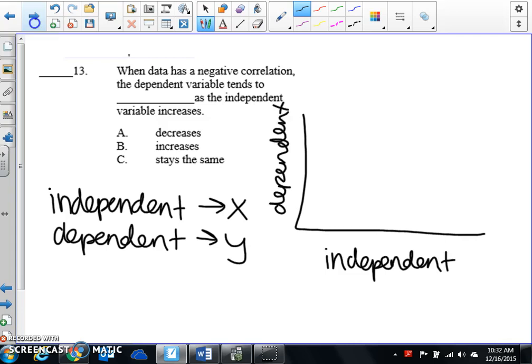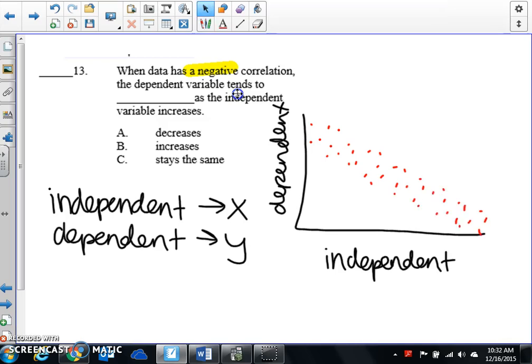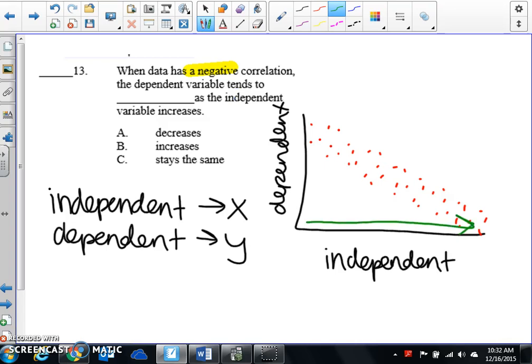We also know that it said negative correlation, right? So negative correlation is like negative slope. It has a downward spiral. Okay, so this is how I did it at least. The dependent variable tends to something. So the independent variable is increasing. So as this is increasing, do you see how your dependent is going down? So the more independent, the less the dependent value is. So it's going to decrease.